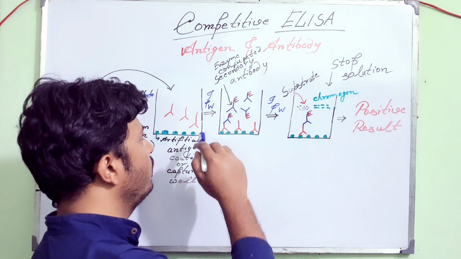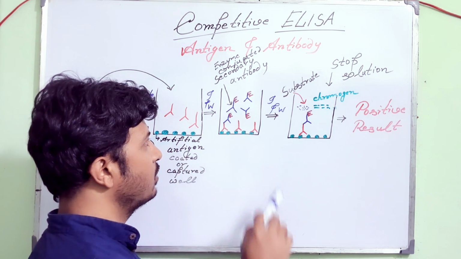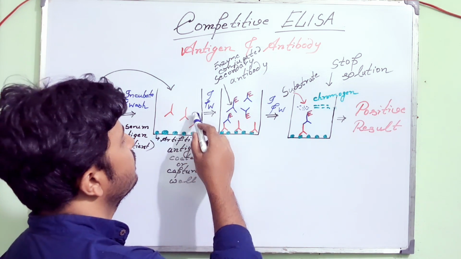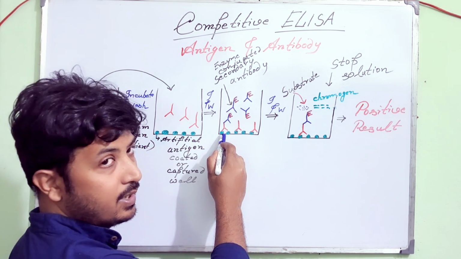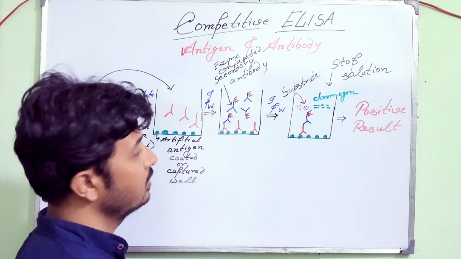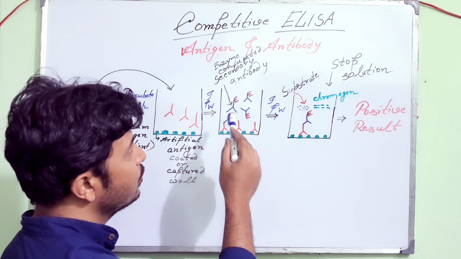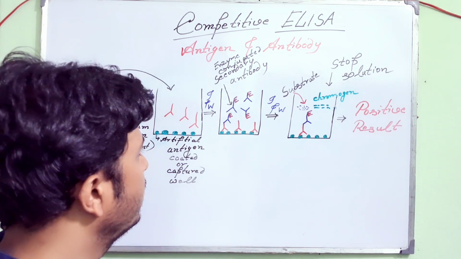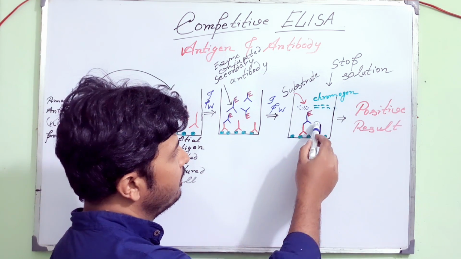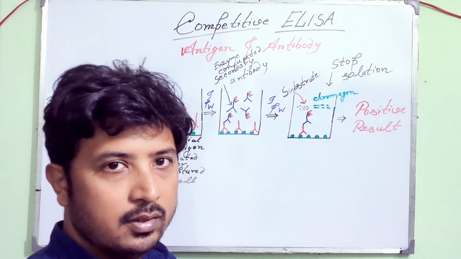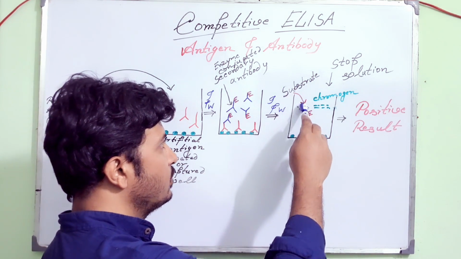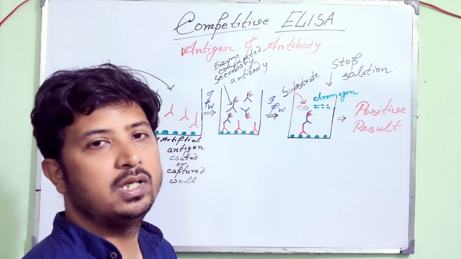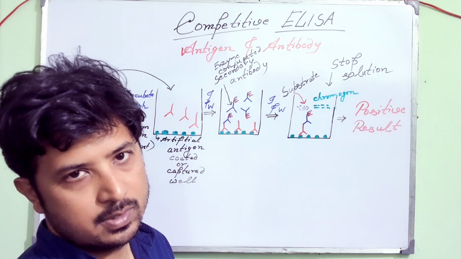Now after incubation you wash off the solution and give the enzyme-conjugated secondary antibody. As these primary antibodies are already present in a bound condition to the artificial antigen, the enzyme-conjugated secondary antibody will bind to the Fc region of the primary antibody. So now you have the complex of primary and enzyme-conjugated antibody. You give the substrate, the enzyme is there, it will form a chromogen, it will give you a color, and visually it is a positive result.